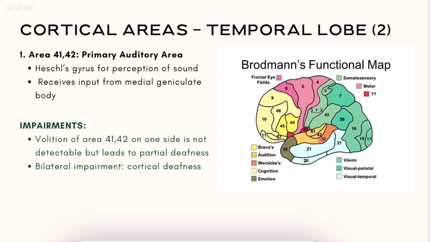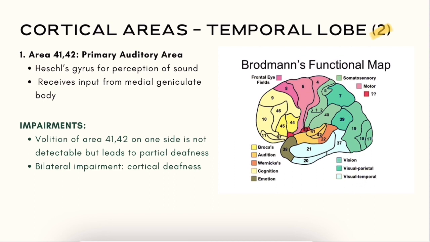Okay, we're almost there. Now we're on to our temporal lobe. We're only going to talk about two Brodmann areas here. The first of which is area 41-42, which is your primary auditory area. Heschl's gyrus is here for the perception of sound, and this receives input from the medial geniculate body. This is just an important term that we need to remember that we will be discussing when we talk about our diencephalon.